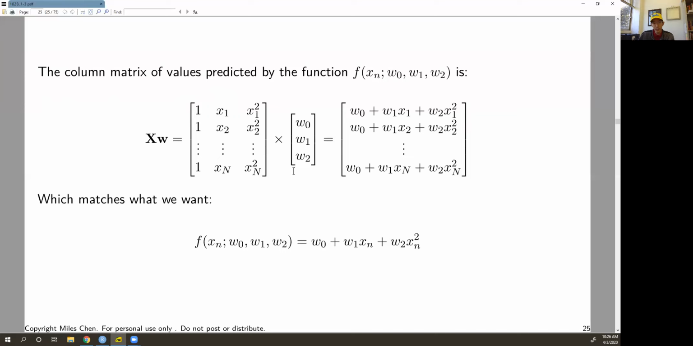So again, I've adjusted my vector W to be this column vector, column matrix, W0, W1, W2. This is your intercept, your slope in the linear term, and your slope for the quadratic term. Our predicted values are still going to be exactly the X matrix times W. The X matrix times W will give me exactly this, and that matches exactly what we want.